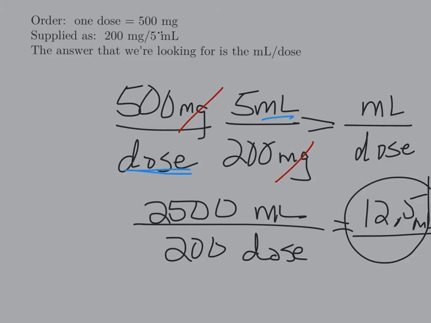As long as you have your decimal point in the right place and you've done your computation correctly, you're going to end up with the right answer, because you set your problem up so that you had mLs per dose and you canceled out anything that didn't belong.